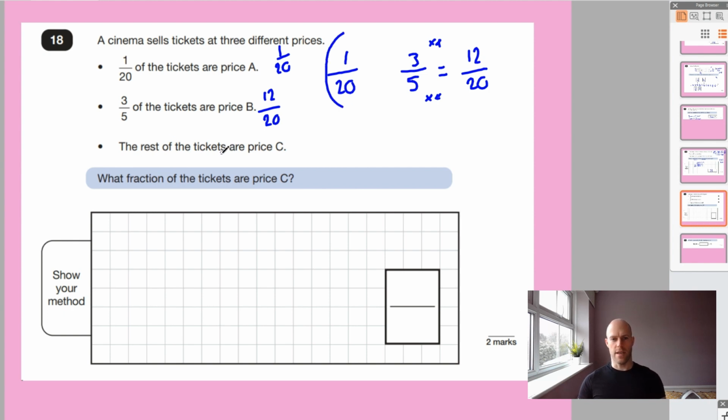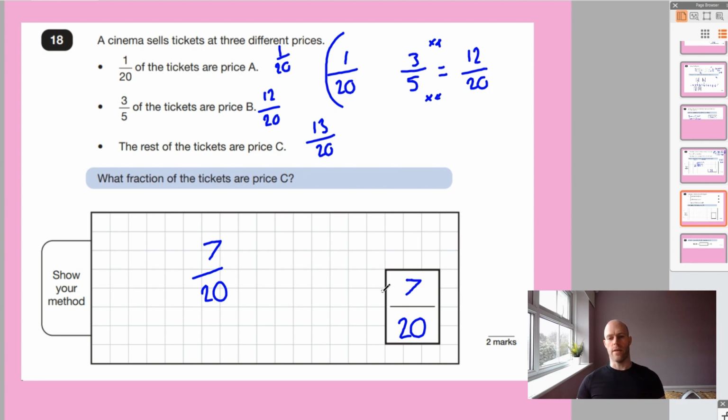The rest of the tickets at price C, what fractions of the tickets are price C? Okay, so 1 20th, 12 20ths. So far we've got 13 20ths in others. And so the remainder that we've got over is 7 20ths of price C. 7 20ths. Going to do a really quick check. So I know that these two together make 13 20ths, A and B.